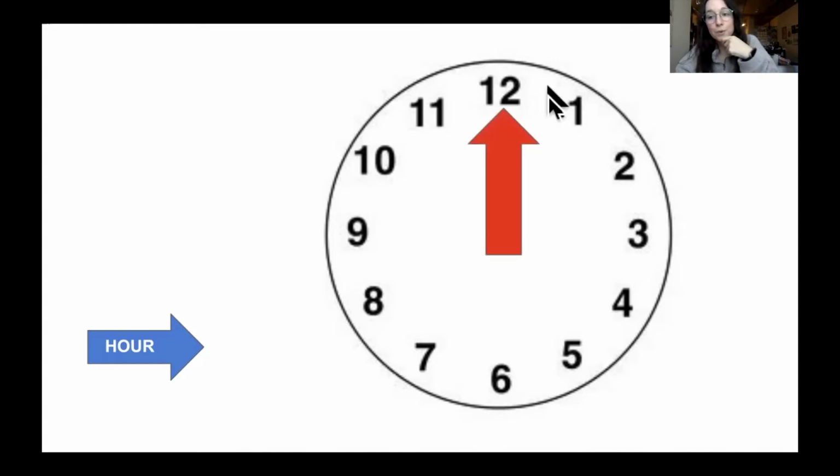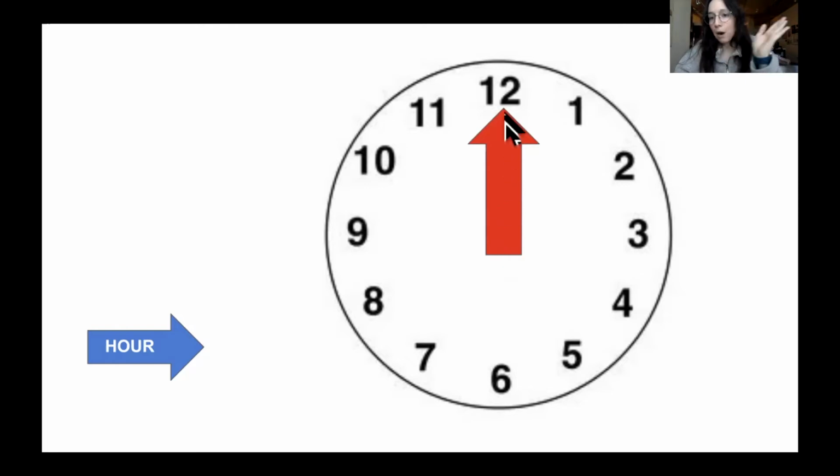Now, our minute hand always starts at 12. When our minute hand is at 12, it means that no minutes have passed. It means 0 minutes have passed because no minutes have passed, right? When our minute hand is pointing to the 12, the way we read that or say it is o'clock.